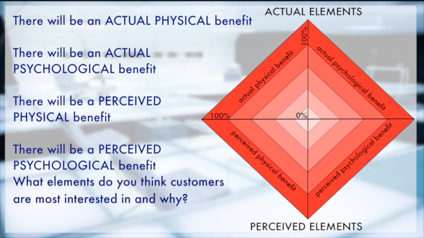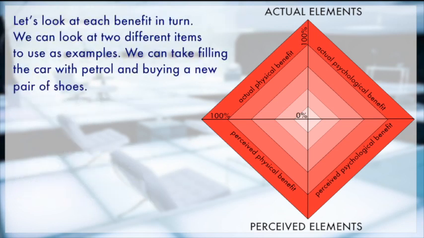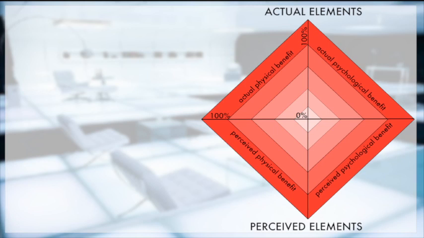Now, what elements do you think that customers are most interested in and why? We can look at 2 different items to use as examples. We can take filling the car with petrol and maybe buying a new pair of shoes. The reason I've chosen those 2 is that one, the petrol could be considered a traditional need, whereas maybe a new pair of shoes is a traditional want.